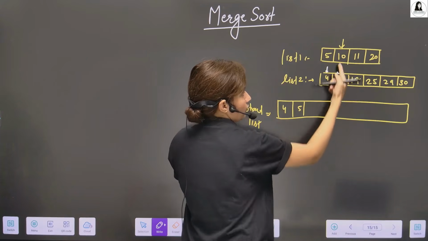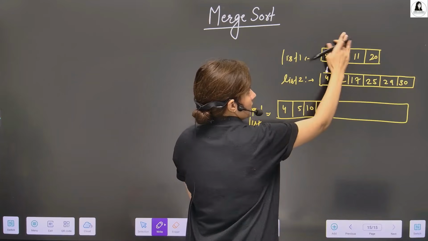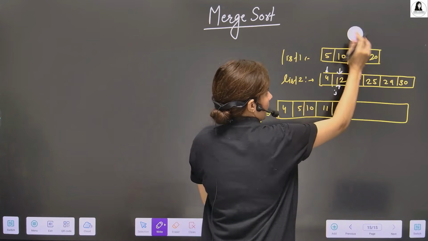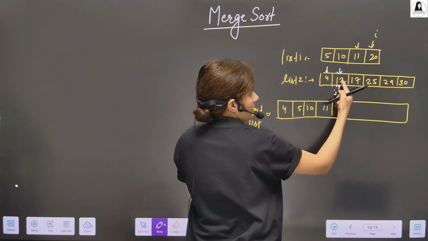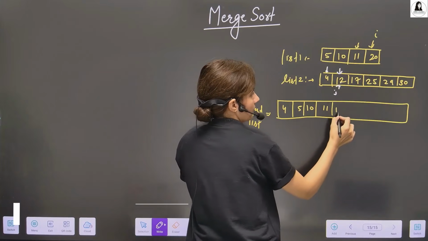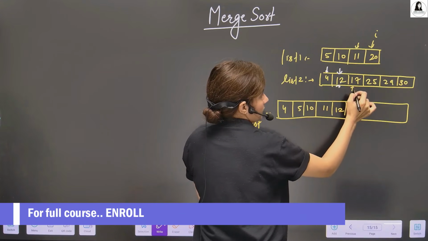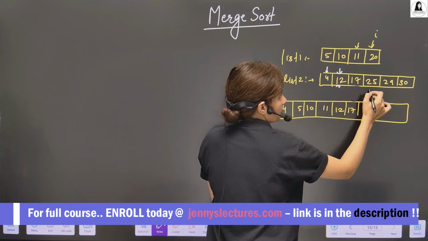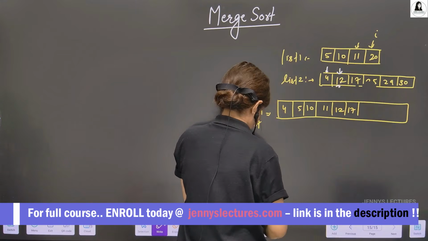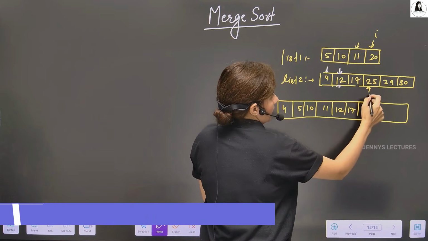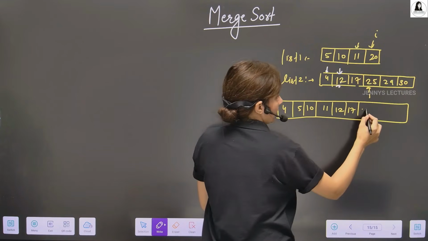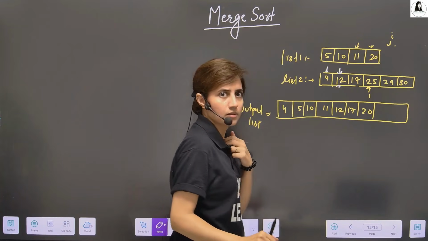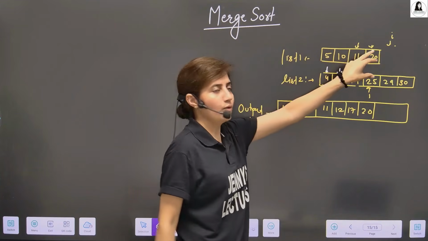Now 10 with 12. Which one is smaller? 10. Put 10 here. Now increment i. 11, 12. Which one is smaller? 11. Put 11 here. Increment i. 12 or 20. Which one is smaller? 12. Put it here. j plus plus. 20 or 17. Which one is smaller? 17. Put 17 here. j plus plus. j is here now. 20 or 25. Which one is smaller? 20. Put 20 here. And i is now out of bound of this list.